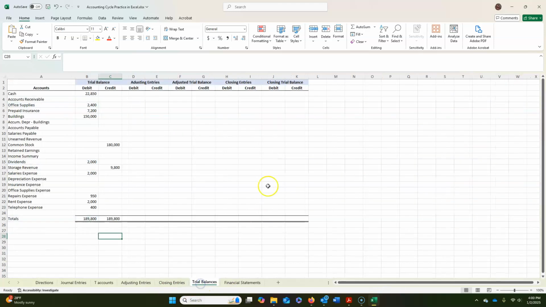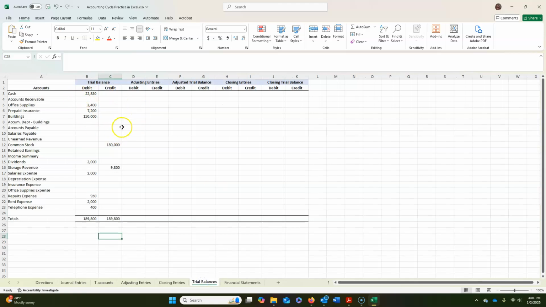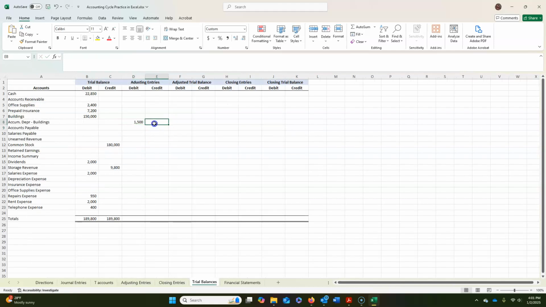Okay, and then we're going to go to our trial balance. We have our adjusting entries. So we have depreciation expense of $1,500. So this, we've got accumulated depreciation of $1,500. We need to actually put that on the credit side.